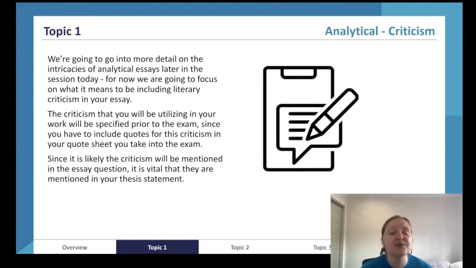And then finally, the criticism that you're going to be utilizing in your work will be specified prior to the exam, since you do have to include specific quotes from this criticism in your essay. So you're able to take quotes from that on your quote sheet into the exam room with you. It's likely that the criticism will be mentioned in the essay question, which means that you're going to have to mention the criticism in your thesis. Because remember, a good thesis uses explicit language from the question within the thesis itself to prove to the marker that you're answering the question directly.